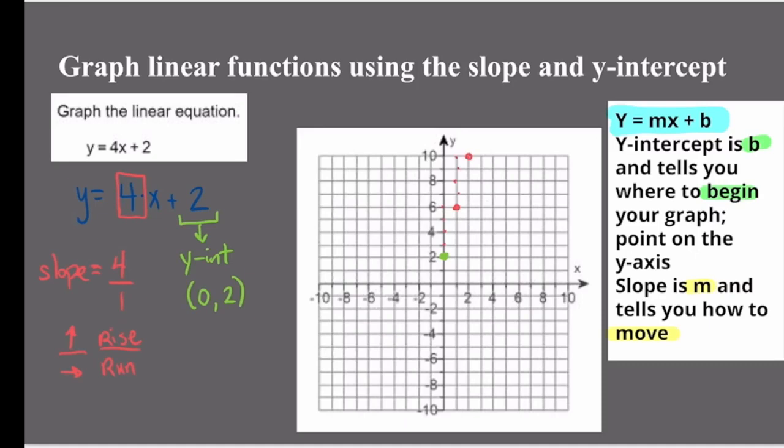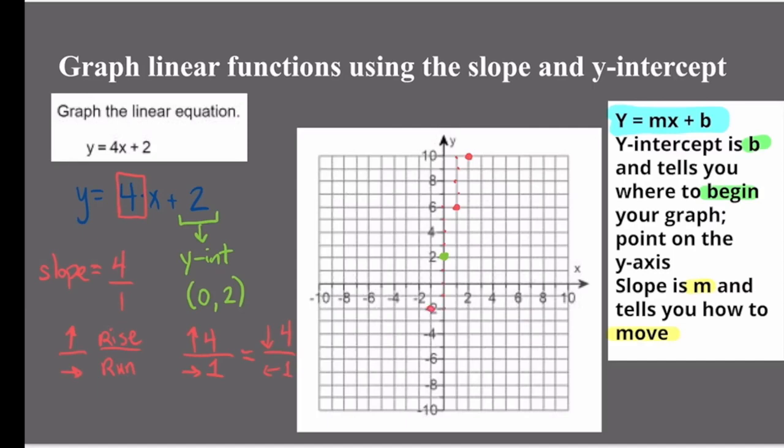A good strategy that's going to help: if you're moving up 4 and to the right 1 space, you might not have any room to go in that direction. So that's going to be equivalent to going in the opposite direction. Instead of going up 4, we can go down 4, and instead of going to the right 1, we can go to the left 1. So if we start at that green dot again, the y-intercept, we could go down 1, 2, 3, 4, over 1, and plot a point.